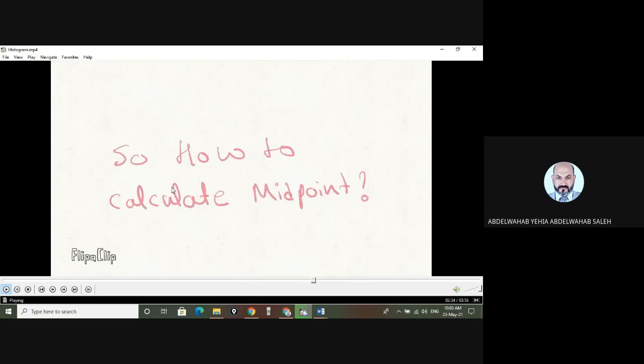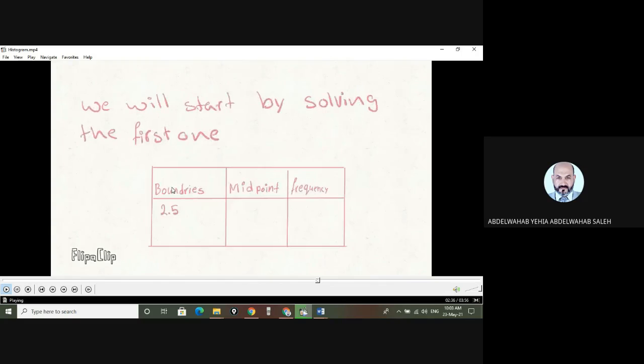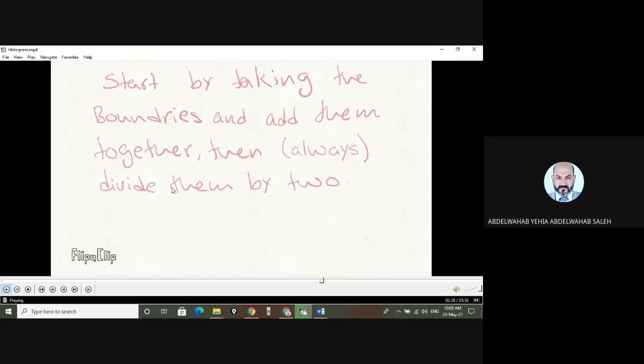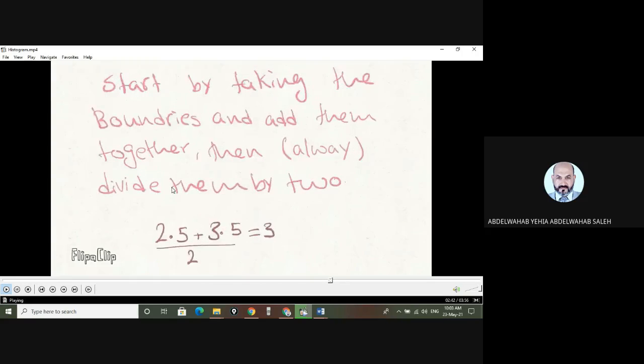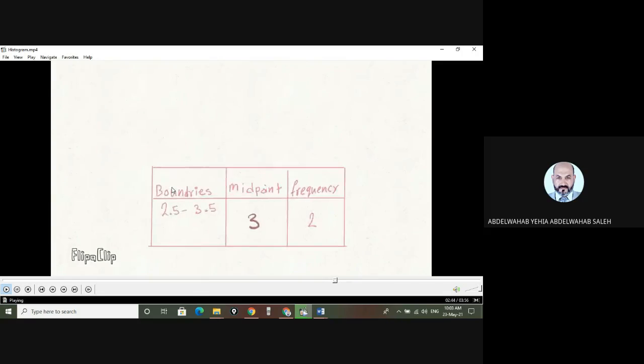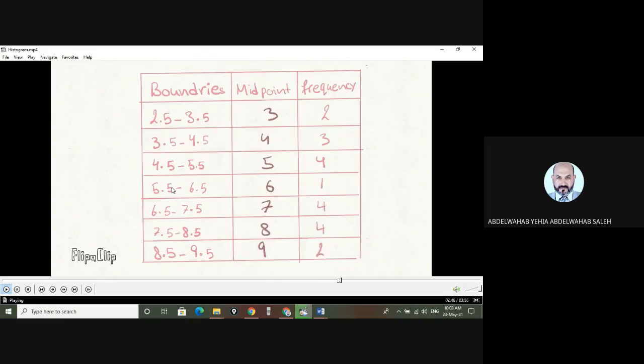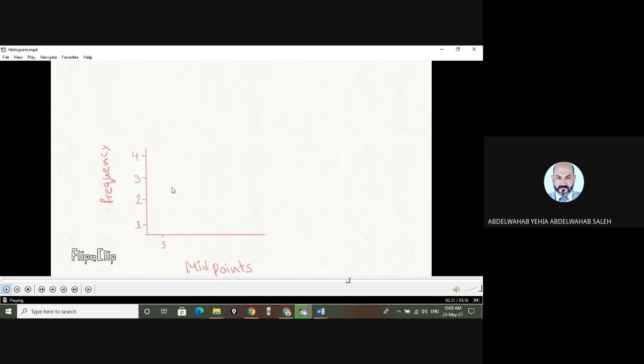How do we calculate a midpoint? We will start by solving the first one, taking the boundaries and adding them together. Then always divide them by 2, as shown in the video. After we got the midpoint, we will start graphing.